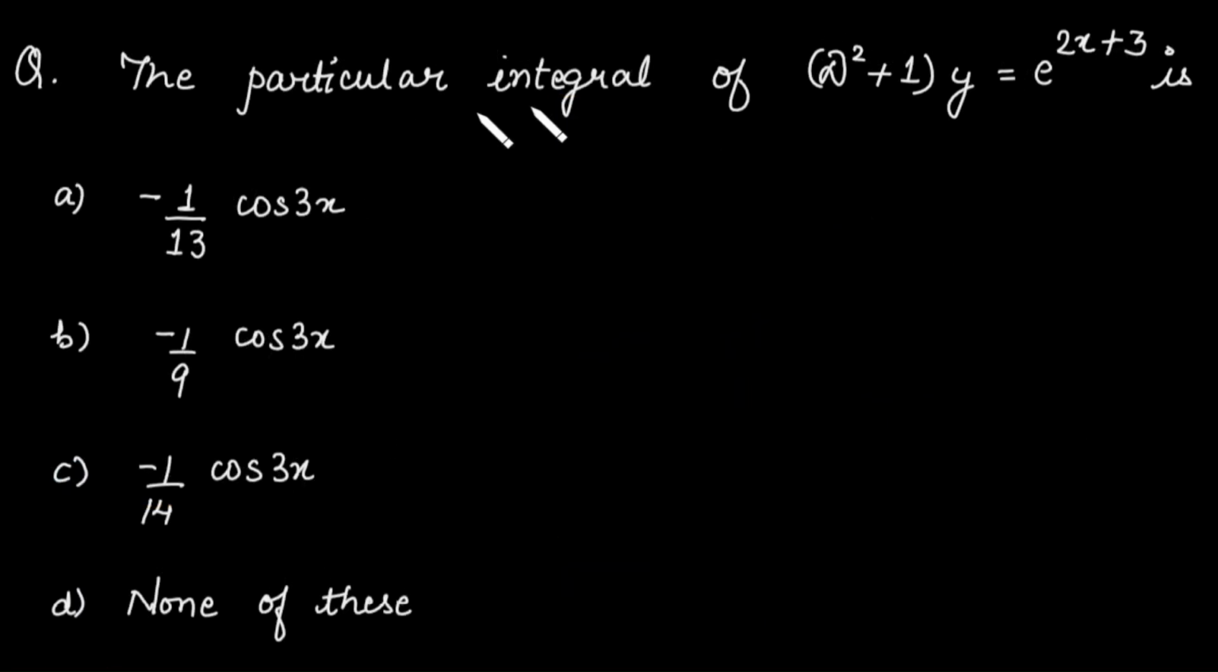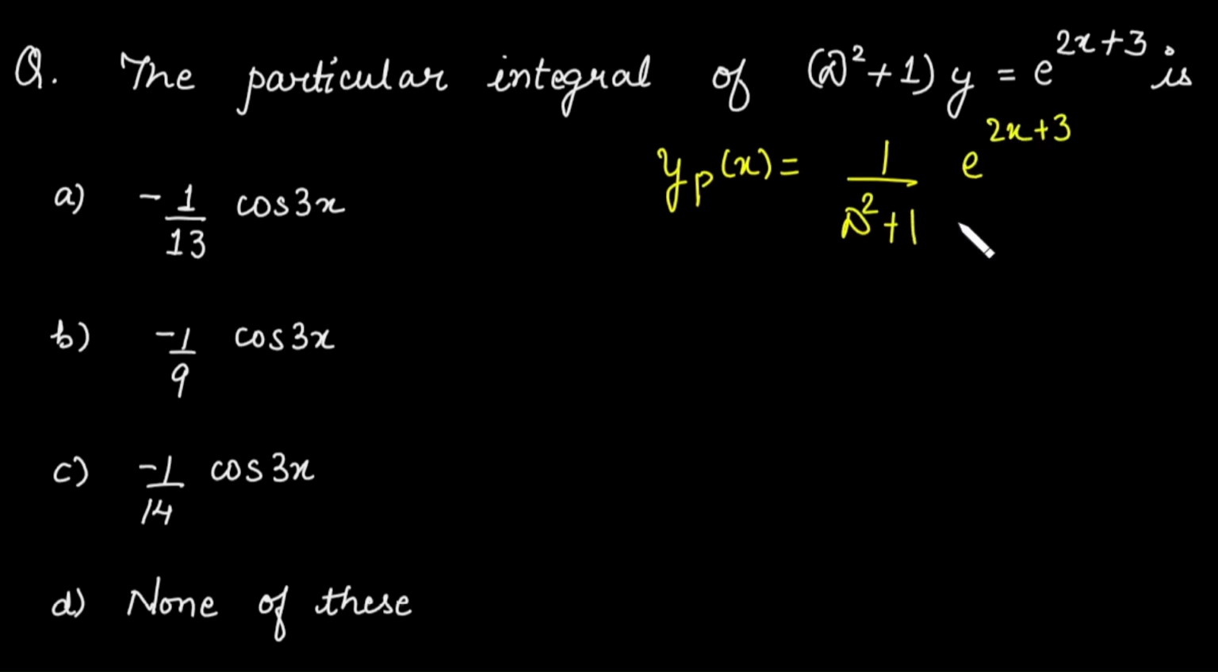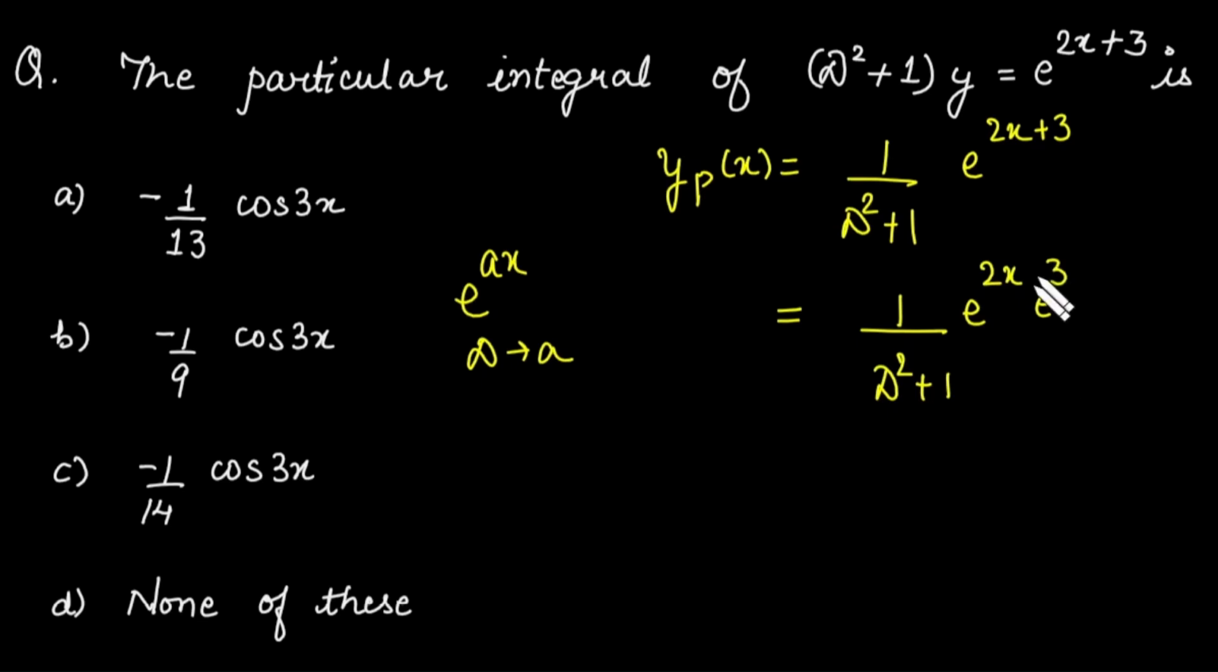The next question is, the particular integral of this is what? So we just need to calculate the particular integral. So yp(x) is equal to 1 upon d square plus 1 into e raised to power 2x plus 3. We know that in case of e raised to power ax, we replace d by a for finding the particular integral. Now in this case, if you have a confusion, you can split this one. We can write this as e raised to power 2x into e raised to power 3. Now e raised to power 3 is a constant, keep it as it is.